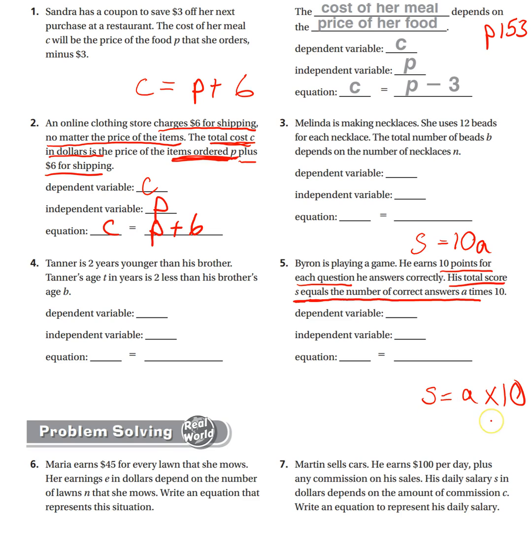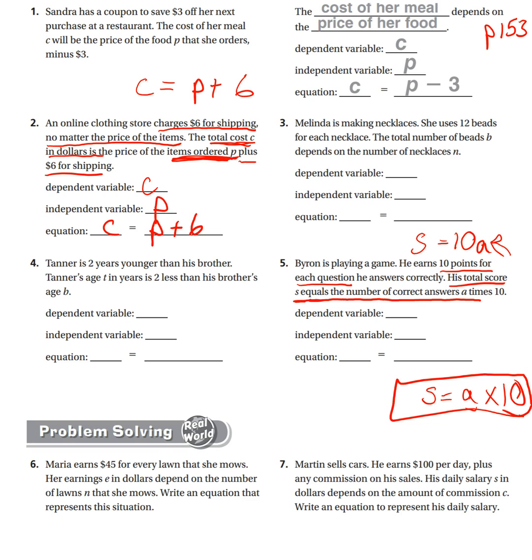So if you did this on your own, that's okay. Don't say, oh, I did it wrong, I need to write it as 10A. A times 10 and 10A mean the same thing. It just means multiply. And remember, the order of the numbers in multiplication doesn't matter. So if you did it this way, good. You did it correct. Leave it. Use that as your equation. If you did it this way, great. Leave it. Use that as your equation. Both equations are the same. They're going to give you the same answers.